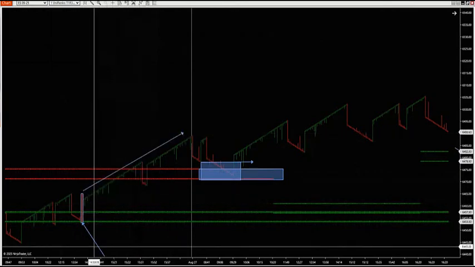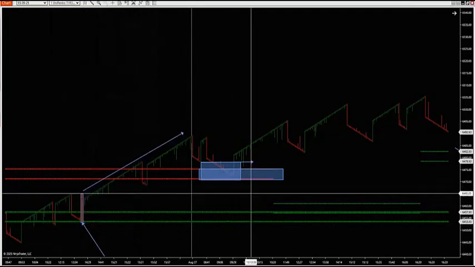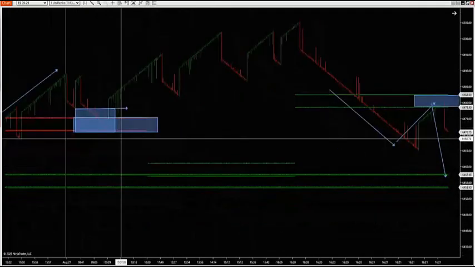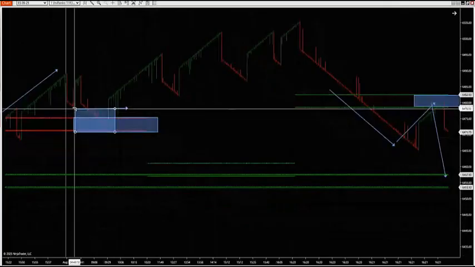Once again, it can be a break retest or it can be just a natural liquidity grab. That's what they're doing. They're trying to trap these traders from here to there.